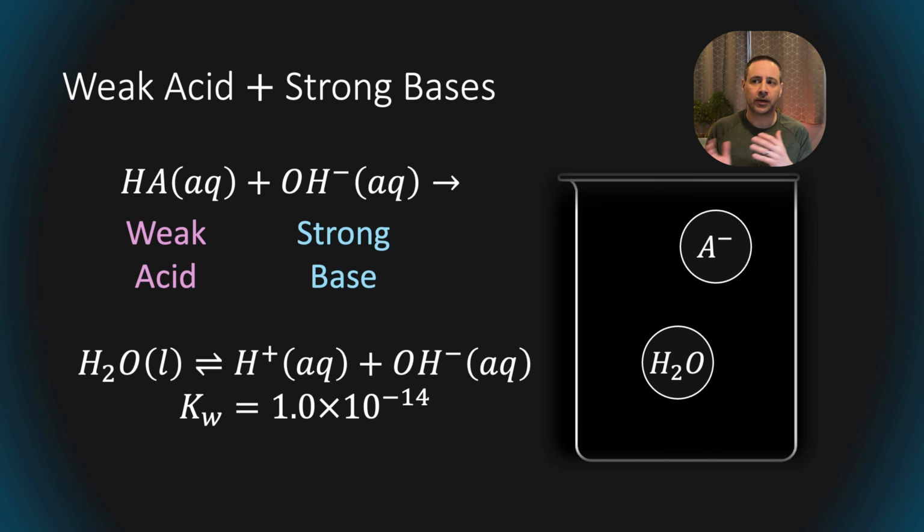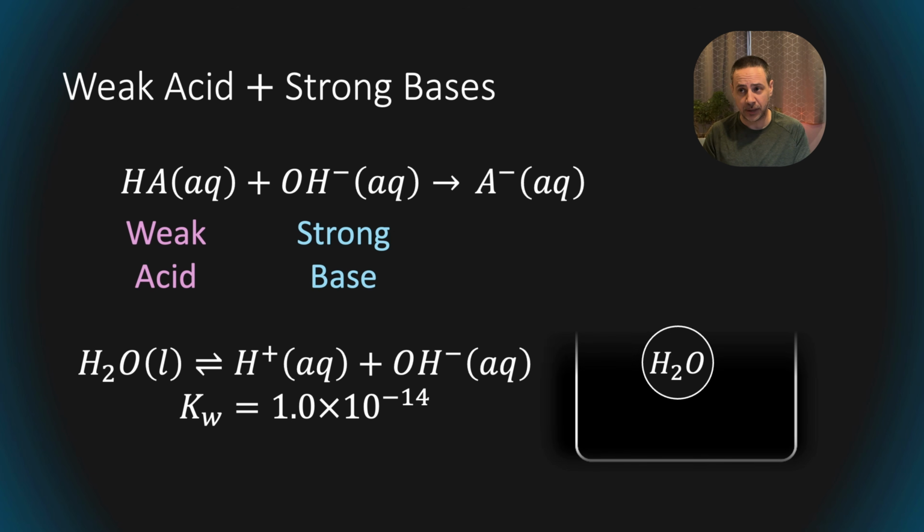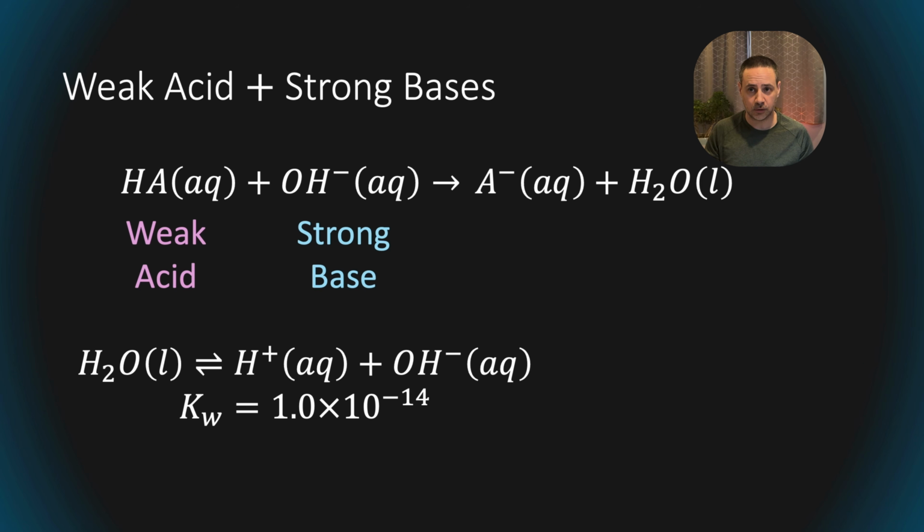To write the net ionic equation, I've got my weak acid and my strong base already in the reactants. So my products are going to be comprised of that A- and the H2O. A- is the conjugate base to the weak acid HA. H2O, of course, is water. It's a liquid. We can just leave that there.